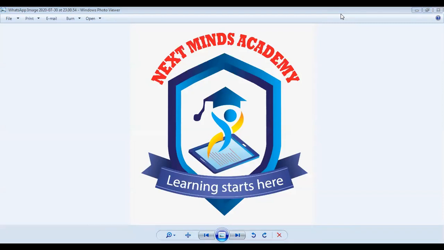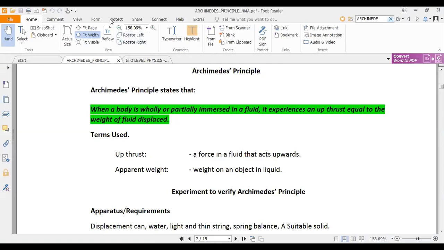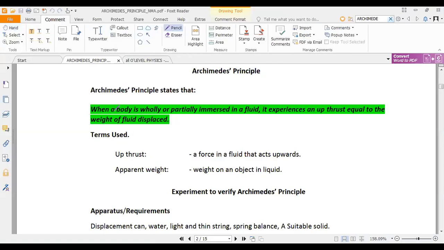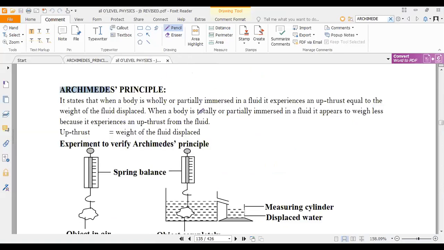For today, we are basically going to look at Archimedes' principle, and it states that when a body is wholly or partially immersed in a fluid, it experiences an upthrust which is equal to the weight of the fluid that is displaced. So under normal circumstances, when a body is placed, it can either be totally immersed, which means it will be completely underwater, or partially immersed, which means part of it is underwater, whereas the other part remains floating in a liquid. So when that body is totally or partially immersed in a fluid, its weight basically changes.